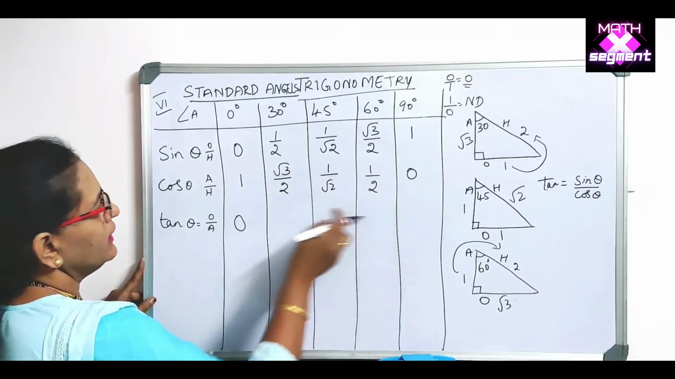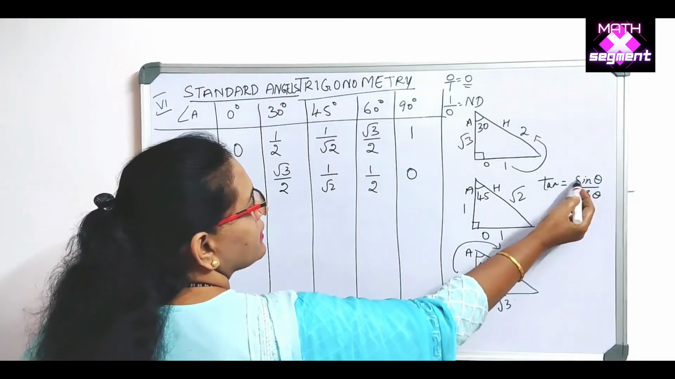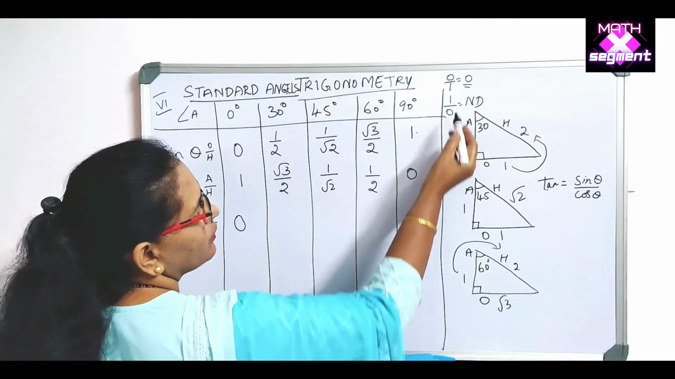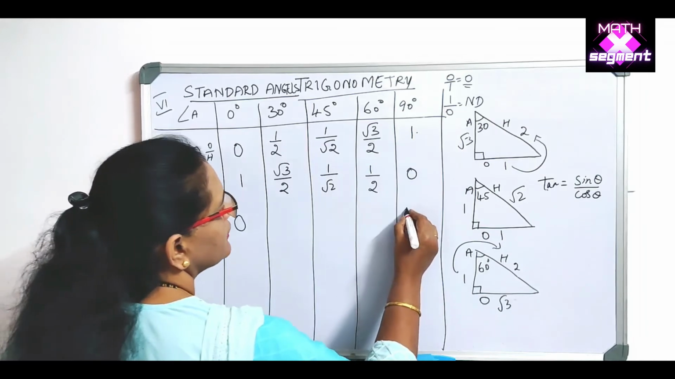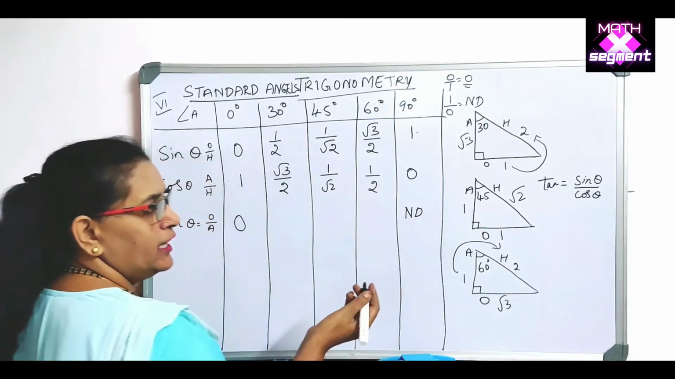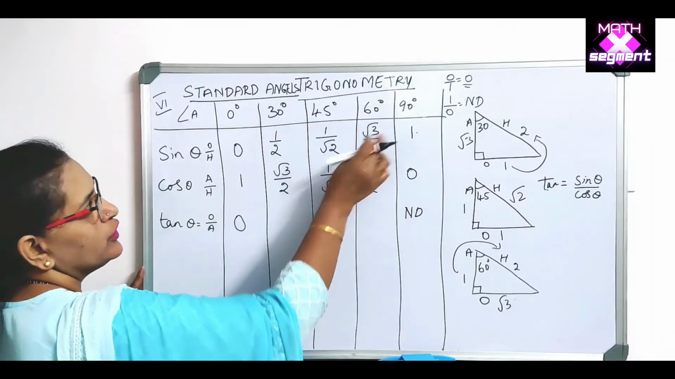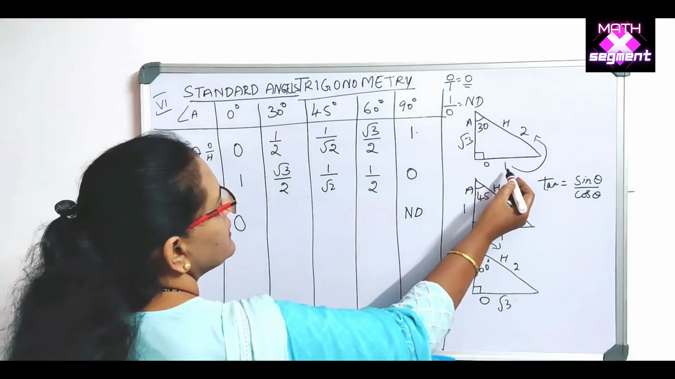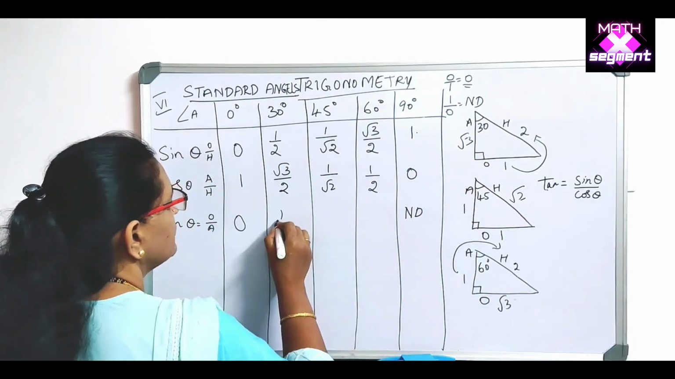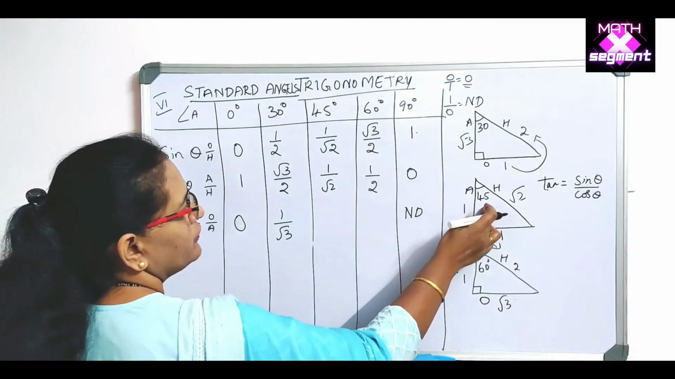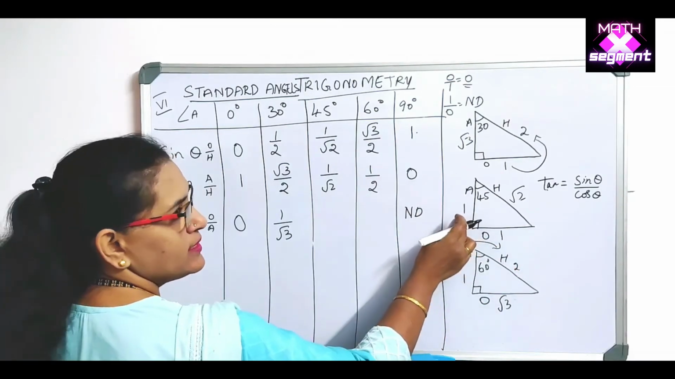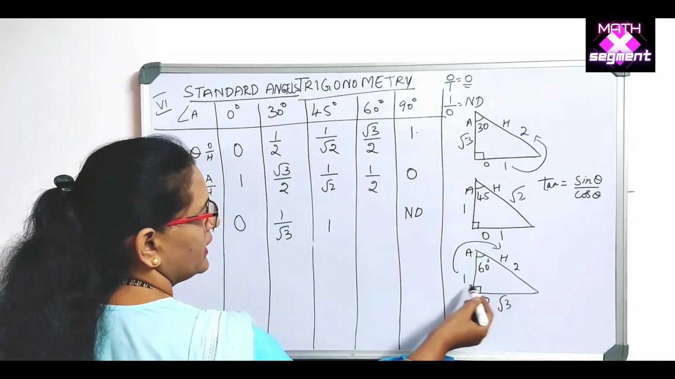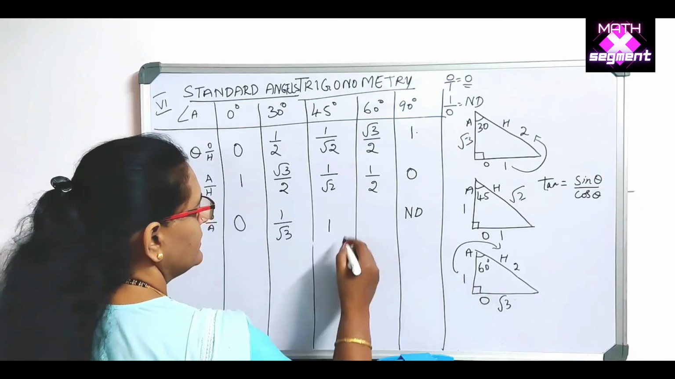Similarly, if I take it for 90, it is again tan theta is sine by cos. So sine is what? 1. 1 divided by 0. 1 divided by 0 is not defined. So that means it's not defined, or we can also say infinity. And we'll start doing for 30, 45 and 60. Tan 30 is opposite by adjacent. So opposite is 1, adjacent is root 3. So it is 1 by root 3. For 45, opposite is 1, adjacent is 1. So 1 divided by 1 is 1 only. And here opposite is root 3, adjacent is 1. Root 3 divided by 1 is root 3.